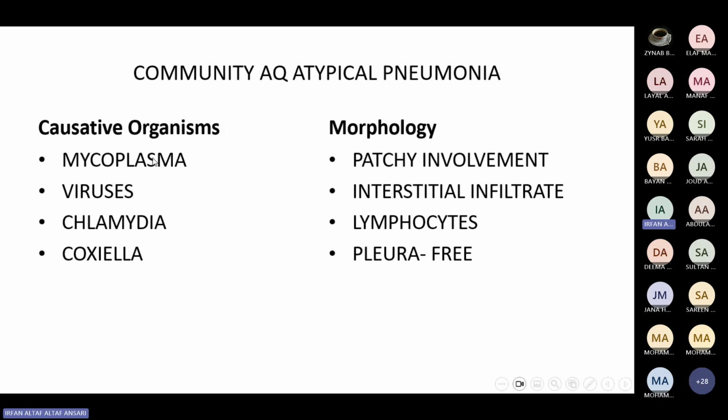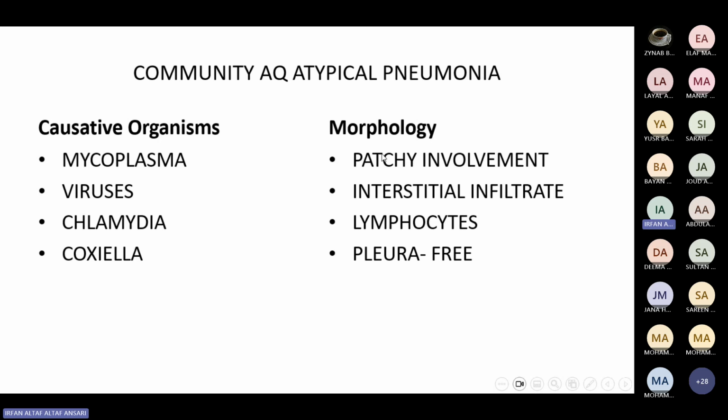So you have mycoplasma, viruses, chlamydia, and Coxiella. Among these, mycoplasma is the most common cause of community acquired atypical pneumonia. The most common cause of community acquired typical pneumonia is pneumococcus, or Streptococcus pneumoniae.